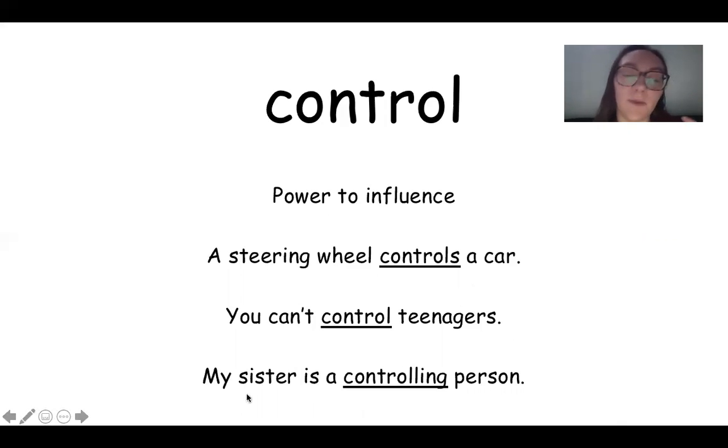Or you could say, my sister is a controlling person. It means that she always has to influence people and tell them what to do. So that's what control is. It's the power to influence or make something happen or somebody do something.